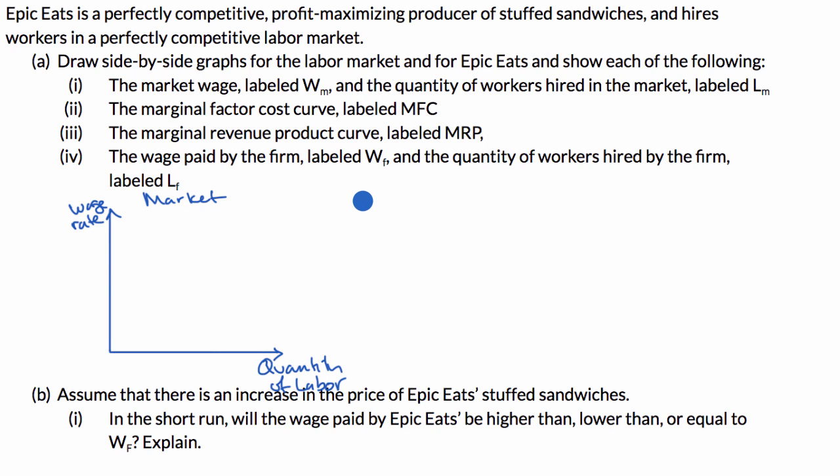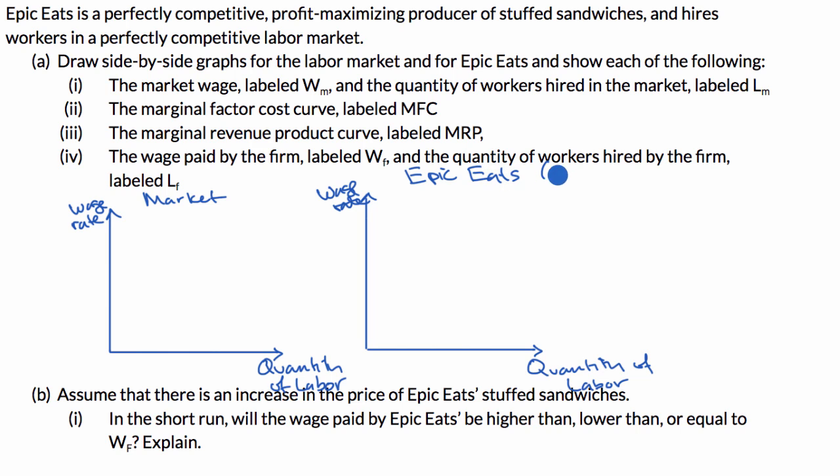And then over here, I want to do it side by side. This is going to be the firm. This is going to be Epic Eats. Once again, I have quantity of labor. And I'm going to have the wage rate. And this is Epic Eats. This is at the firm level. Now, they want us to show the market wage and the quantity of workers hired in the market.